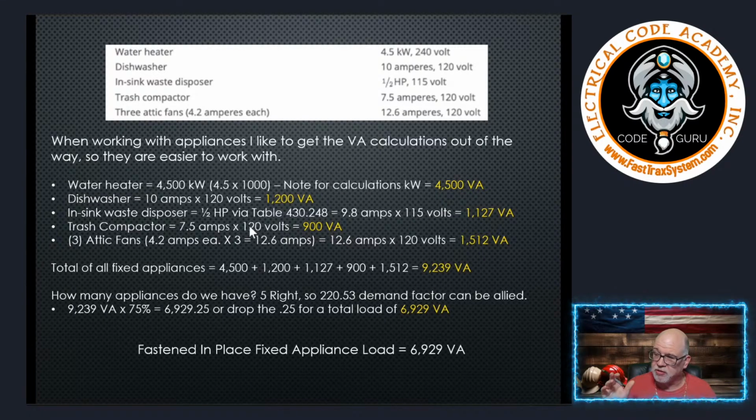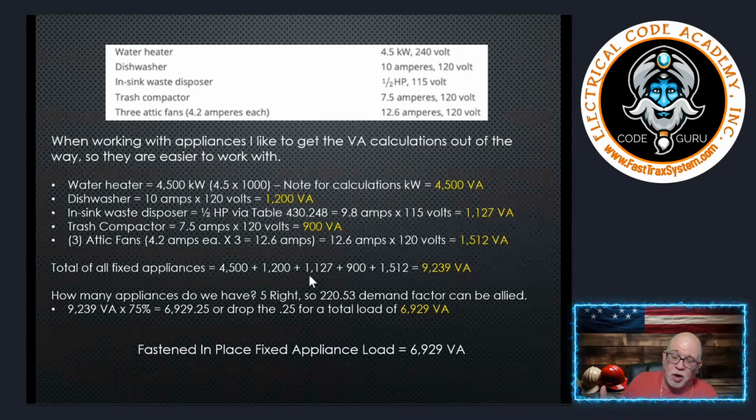Now, the first thing you'll notice is how many appliances do we have? Well, let's add it up first. Let's add all these numbers first before I get into that, because this is where you can sometimes get tricked on an exam. So I've got 1,500 plus 1,200 plus 1,127 plus 900 plus 1,512, and that is 9,239. So that's what we have right here. Now, in the real world, if you didn't want to apply the 75% demand, I don't know why you wouldn't, but if you didn't, then you could use that 9,239.